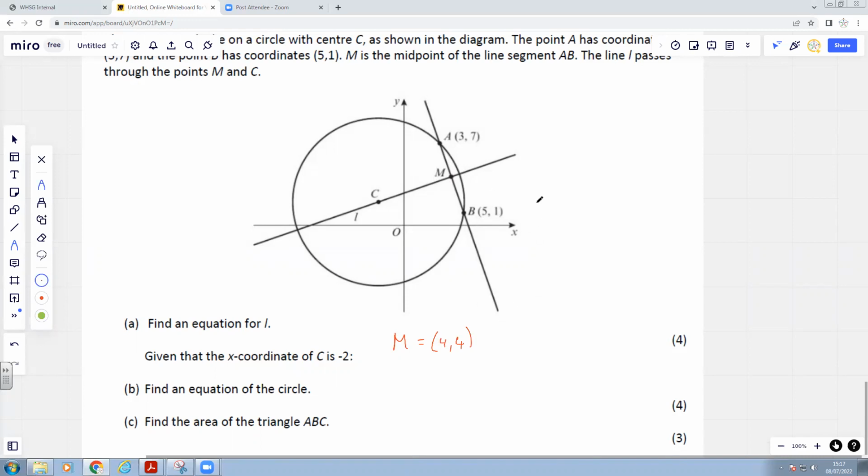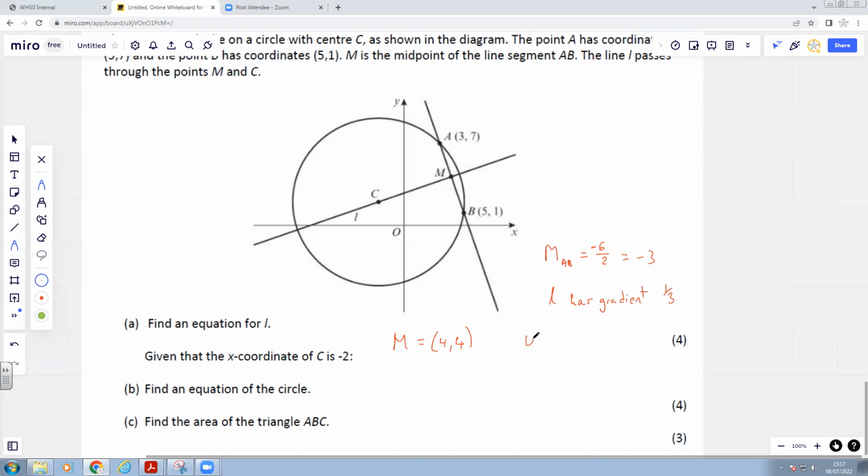I need the gradient. And the gradient of AB is going to be, that's going 6, and that's changing by 2. This is sometimes how I do the gradient, especially if I can see the points. I just think, how much has Y changed? How much has X changed? Change in Y goes on the top, change in X goes on the bottom. And then I just stick in the minus sign because I can see that that's negative. So I can see that gradient's minus 3, which means the line L has gradient 1/3, negative reciprocal.